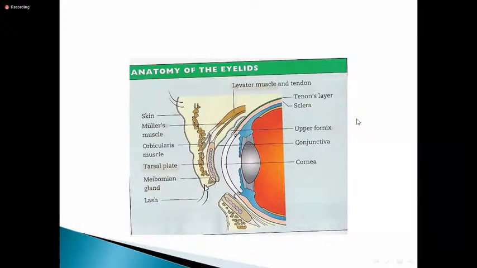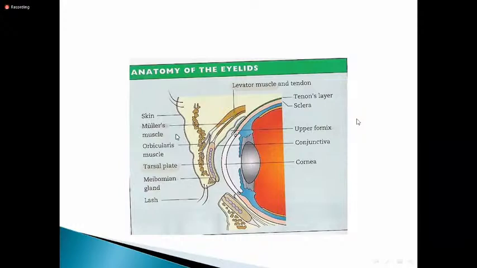Lid margin. There are, of course, the lashes on the anterior part of the lid. Then there is the skin, the thin skin I was talking about. And there is the orbicularis muscle. Under the orbicularis muscle is the tarsal plate. As you go further up, you can see there is a muscle which comes from the orbit. This is called the levator muscle. It is the one that lifts and opens the eyelid, with the orbicularis being the one that closes the eyelid.